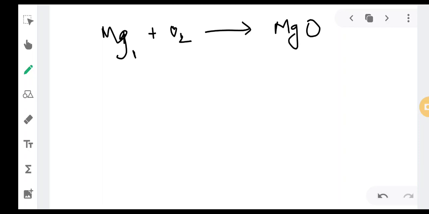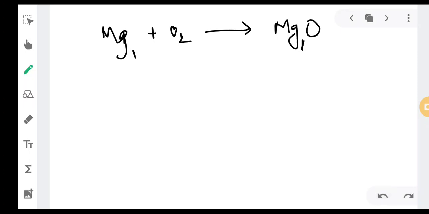This is about the reactants, and this is about the product. So this is reactant, this is product. I hope you know this. In the product, there is no number given to magnesium and no number given to oxygen, so they are one in number. There is one atom of magnesium and one atom of oxygen.